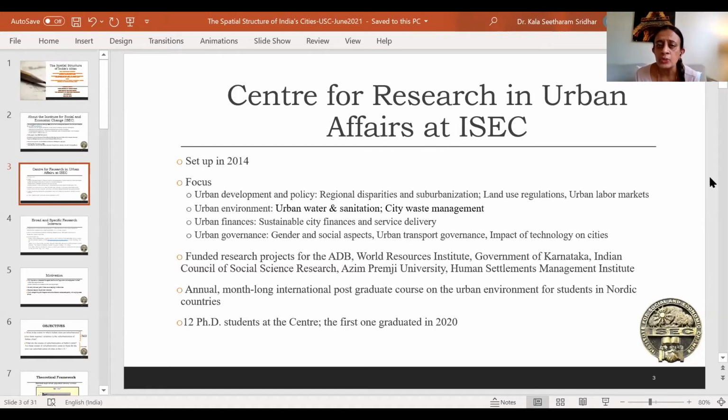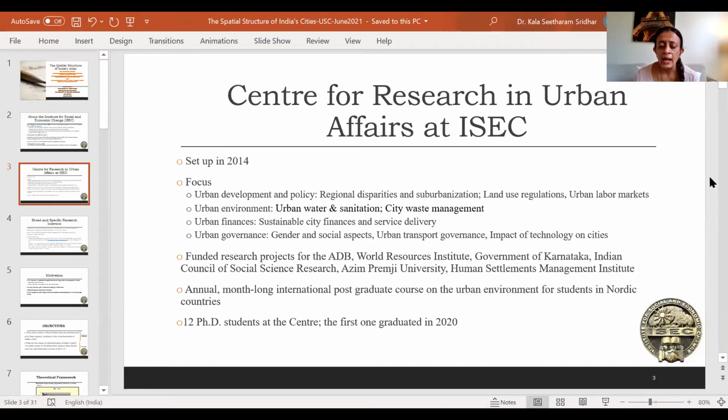And I thought one thing that would be of interest to this audience is an annual month-long international postgraduate program on the urban environment for students of Nordic countries. That actually this year it was on hold because of COVID, but otherwise every year it is a month-long program for which various students from the Nordic countries come and reside there at ISEC for a month for this course.